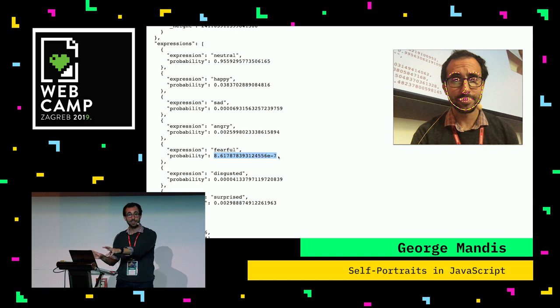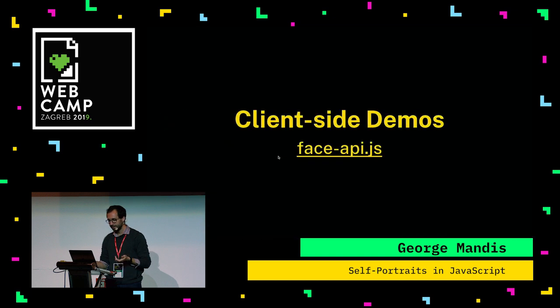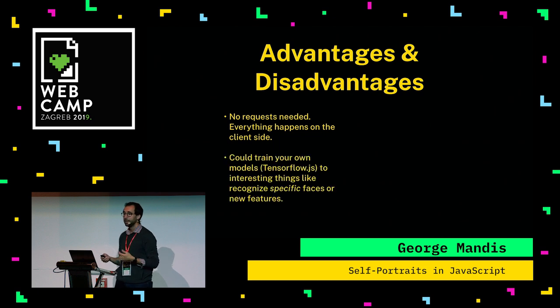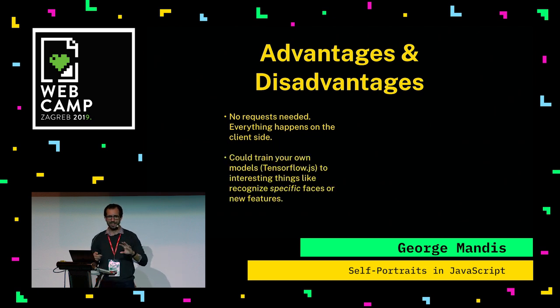This is happening entirely in my browser. I could do it offline. It would work great. So advantages, obviously, there's no request needed. It all happens on the client side. That's very cool. You could theoretically train your own models and extend this and add features.